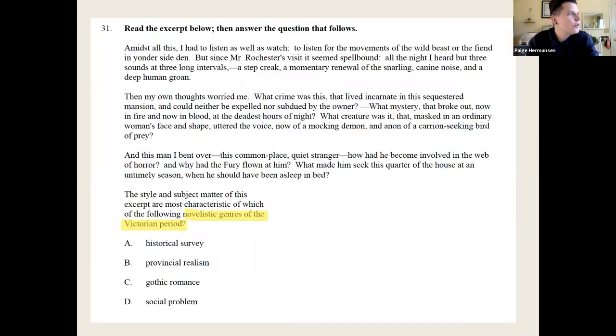Okay, here's another example. Read the excerpt below, then answer the question that follows. Here's the passage. The question stem says, the style and subject matter of this excerpt are most characteristic of which of the following novelistic genres of the Victorian period?